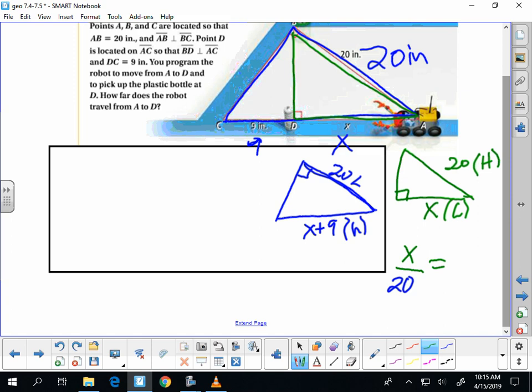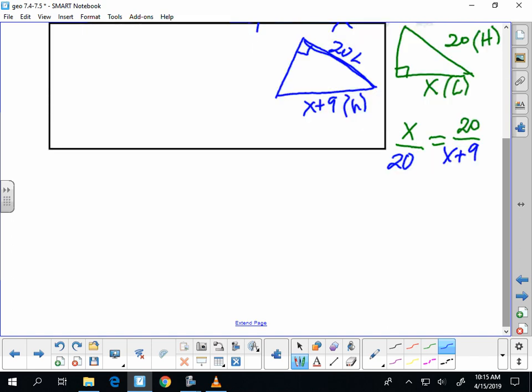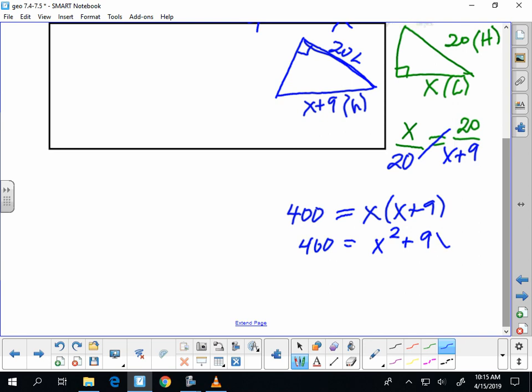we have to go back to the green triangle. So on the top is going to be 20, and on the bottom in blue will be, yeah, if we start with the green triangle on the top, we have to start with the green triangle on the bottom. So when we cross multiply, the 20s are together, right? So 20 times 20 is 400 equals x times x plus 9.